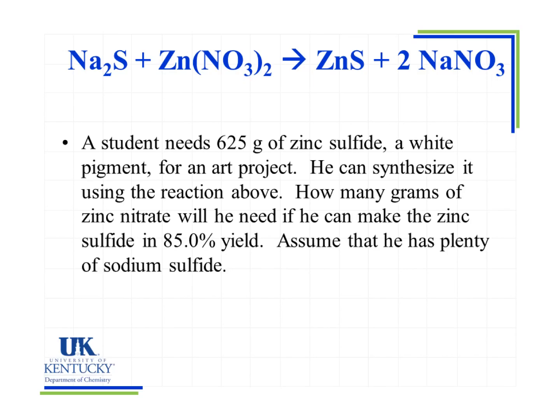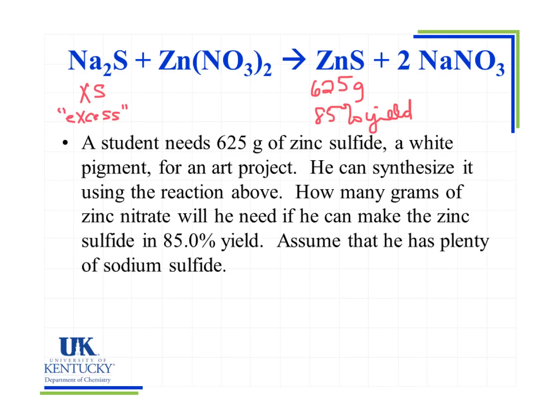So in this problem, we got lots of information that's given, and the first thing we want to do is summarize that information. I'm going to start by writing the amount of the product that we need, the 625 grams of the zinc sulfide. He can synthesize the reaction above, and it's in an 85% yield. And we have plenty of sodium sulfide, so I'm going to just put an XS there to stand for excess. So we have plenty of that. So really we're only worried about how much zinc nitrate we need.